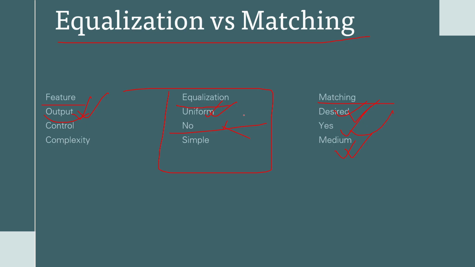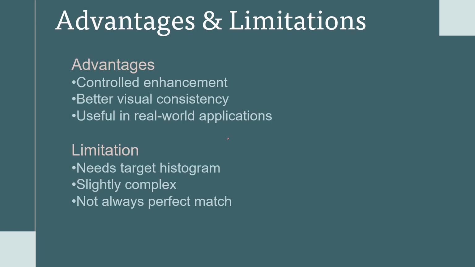So now we will see the limitation, application, and advantage. First we will see the advantage. Here you can see it is a controlled enhancement with better visual consistency, and it is useful in real world applications. So this is the advantage of histogram matching, and the next one is the limitation.